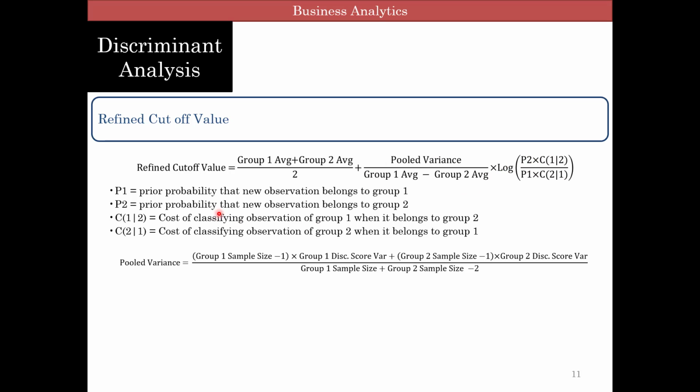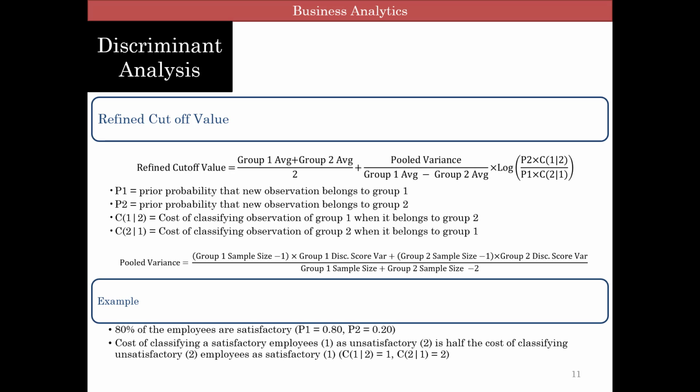And here there is a formula, but this is your P1, P2, your prior probability for group 1 and group 2. And then C1 of 2 and C2 of 1, you see the definitions here. So here is the example, and we already have this in this example.